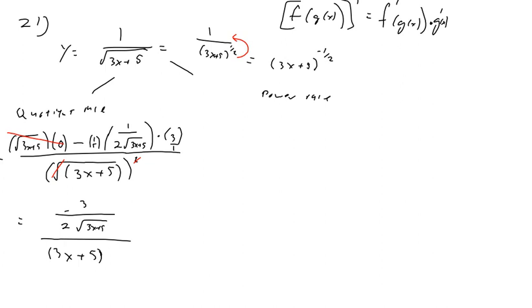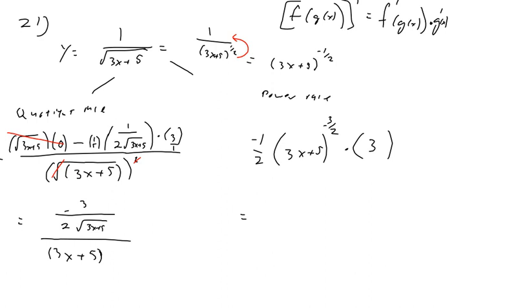So power rule says bring the negative 1/2 in front, negative 1/2 times 3x plus 5, keep the inside the same, and minus this exponent by 1. Negative 1/2 minus 1 is negative 3/2. So that's the derivative of the outside times derivative of the inside. The derivative of 3x plus 5 is going to be 3. Derivative of the outside times derivative of the inside.